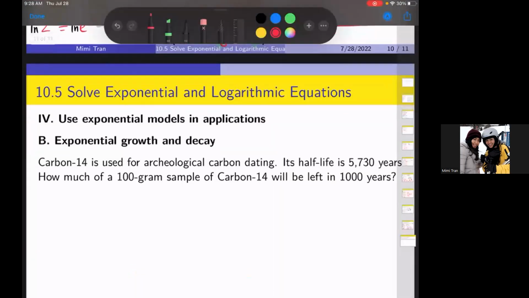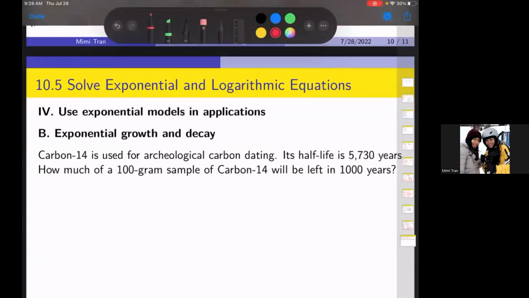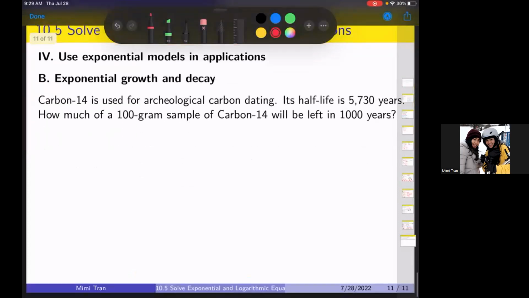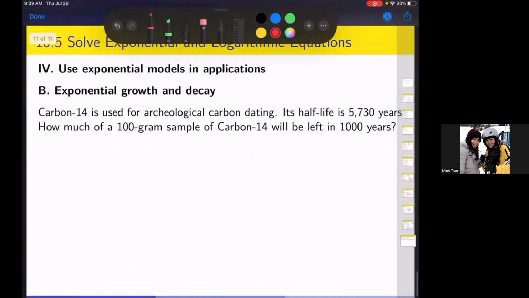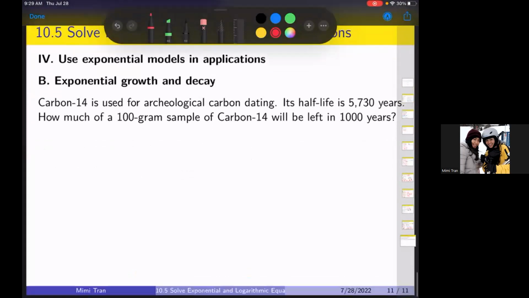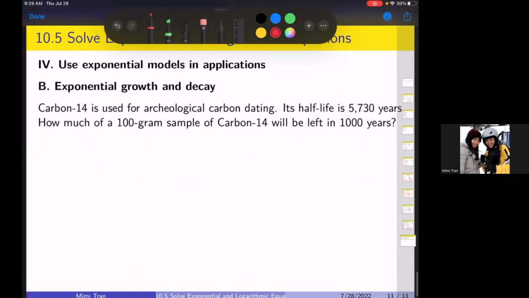All right, second one is about carbon dating. So this one is exponential decay, right? Carbon 14 is used for archaeological carbon dating. Its half-life is 5,730 years. How much of a 100 gram sample of carbon 14 will be left in 1,000 years?